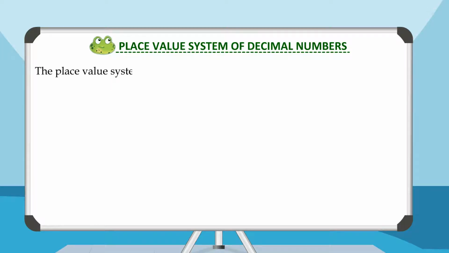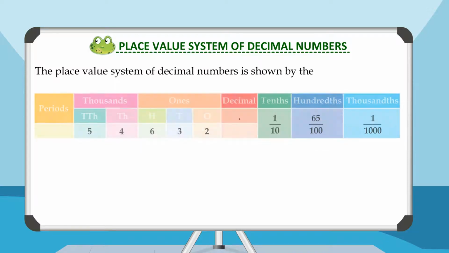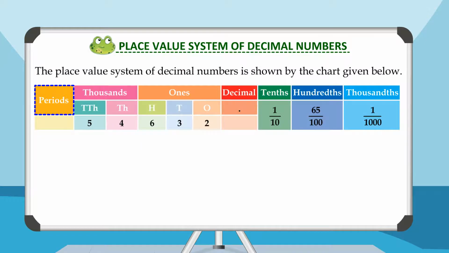Place value system of decimal numbers. The place value system of decimal numbers is shown by the chart given below. Periods, thousands, ten thousands, thousands. Ones, hundreds, tens, ones. Decimal, tenths, hundredths, thousandths. Digits: 5, 4, 6, 3, 2, 1 upon 10, 6 upon 100, 5 upon 1000.